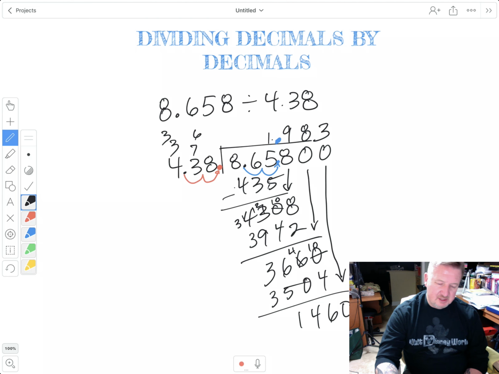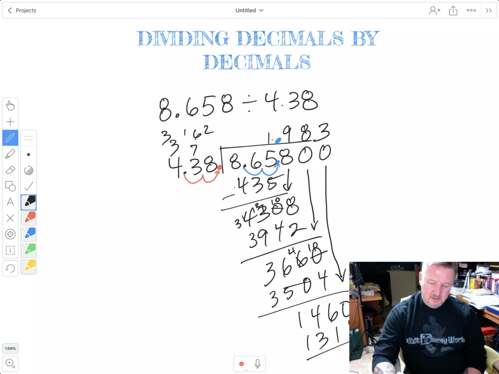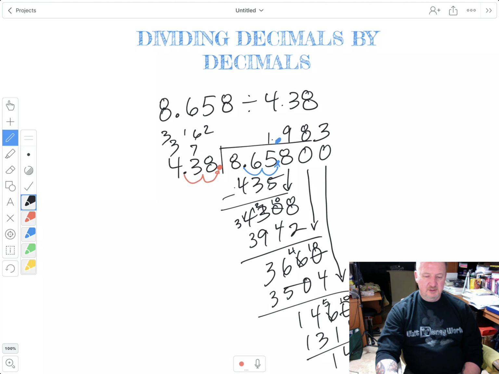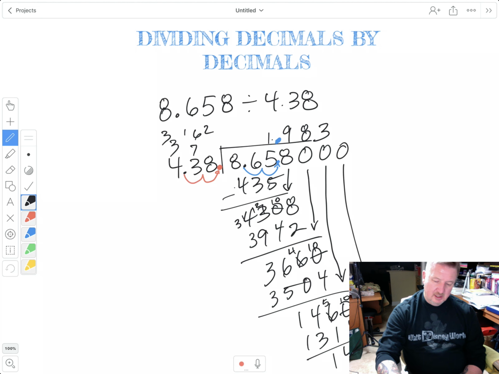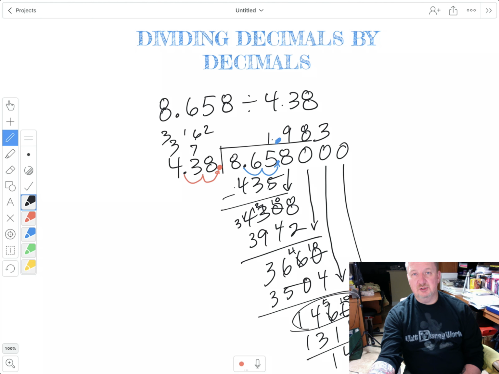All right, 3 times 8 is 24. Let's see if I was right. 3 times 3 is 9, 10, 11. 3 times 4 is 12, 13. Looks pretty good. 5, that's a 10. Subtract, that's 6. That's 4. That's 1. 146. I'm going to keep adding a 0. It looks like I'm repeating, because if I add a 0 and bring it down, I'm going to get 1460, which is what I had here. So it's going to start repeating.